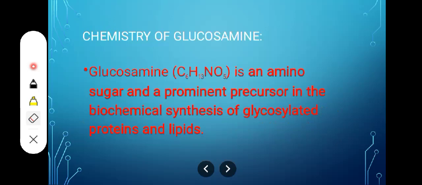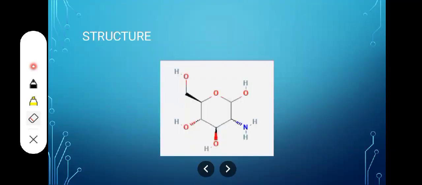So moving towards the chemistry of glucosamine. C6H13NO5 is an amino sugar and a prominent precursor in the biochemical synthesis of glycosylated proteins and lipids. So here is the structure of glucosamine. As you can see, the structure of glucosamine.